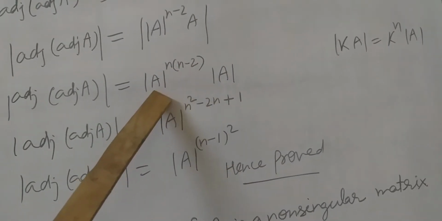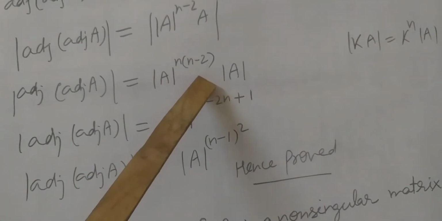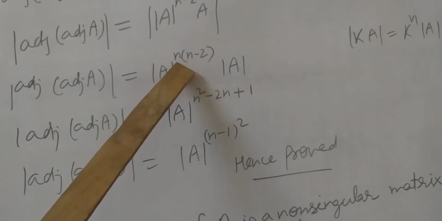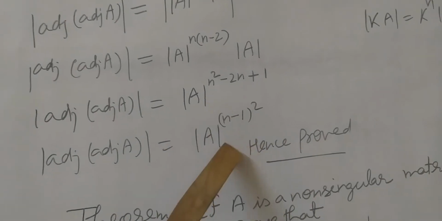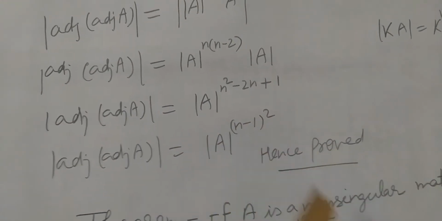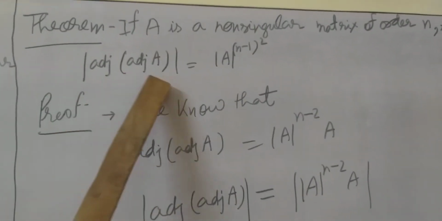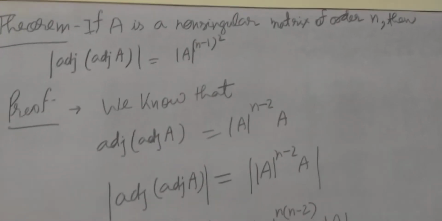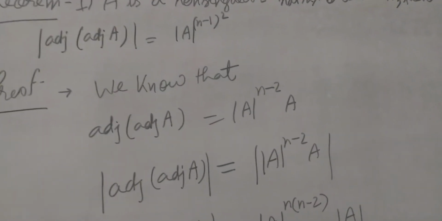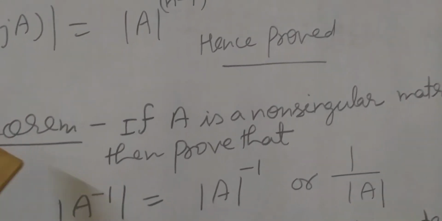Now students, bases are same, so powers are added in multiplication. So determinant of A to the power n square minus 2n plus 1, which is n minus 1 whole square. So we have proved this, students: determinant of adjoint of adjoint A equals determinant of A to the power n minus 1, whole square. Come to the next theorem.